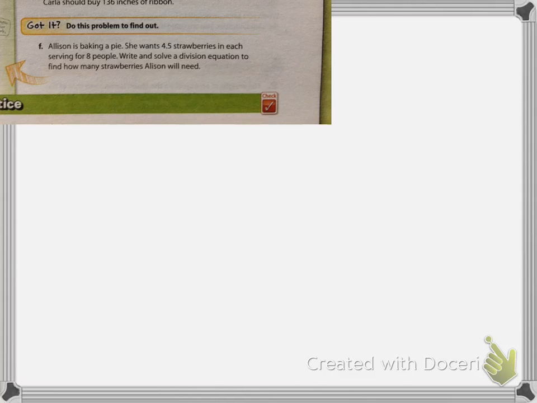All right, welcome back. Allison is baking a pie. She wants 4.5 strawberries in each serving for 8 people. Write and solve a division equation to find how many strawberries Allison will need.